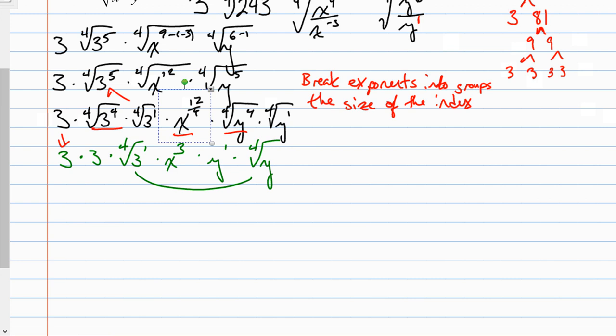So now all of my radical pieces I'm going to move to the back, and everything else I'm going to group at the front. 3 times 3 is 9. X cubed comes over here, my y, and then I have the 4th root of a 3 and a y. And that right there is how that one will simplify. Just 2 more examples.